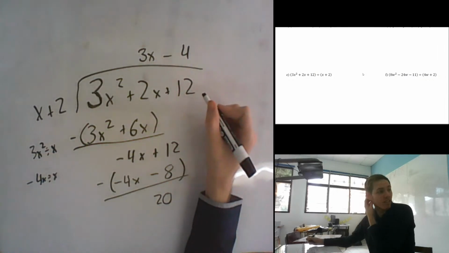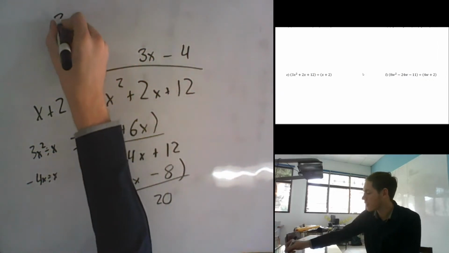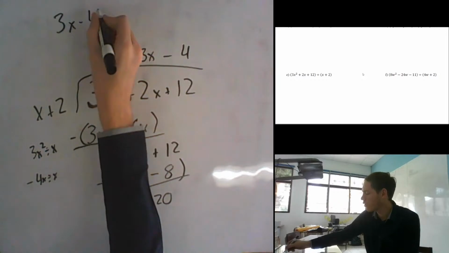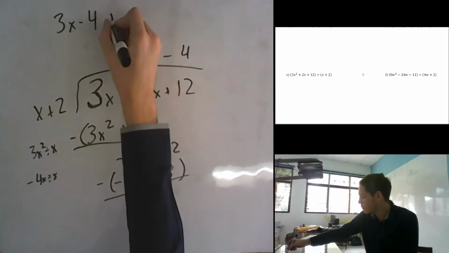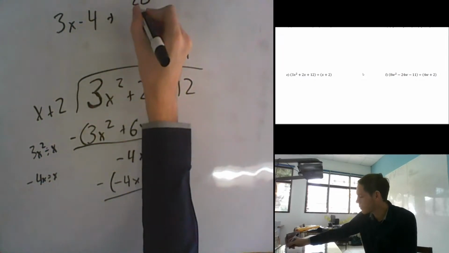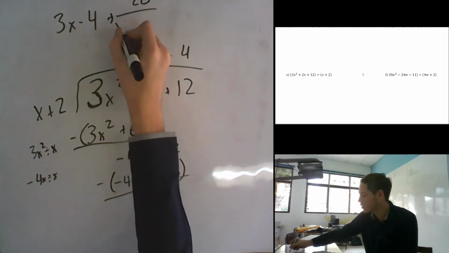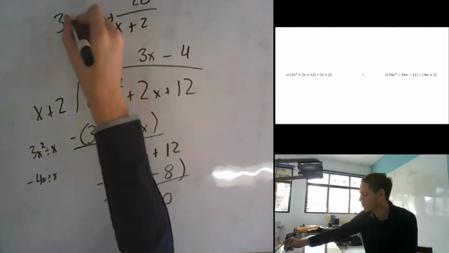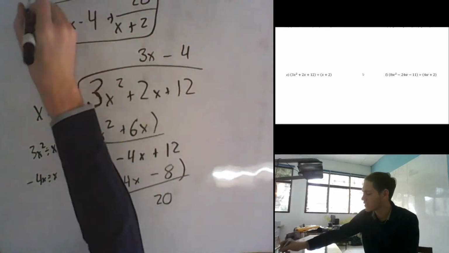So our answer would be 3x minus 4 plus 20, remainder of 20 over what we divided by, x plus 2. That would be our conclusion. Okay?